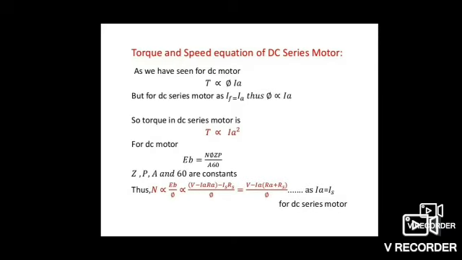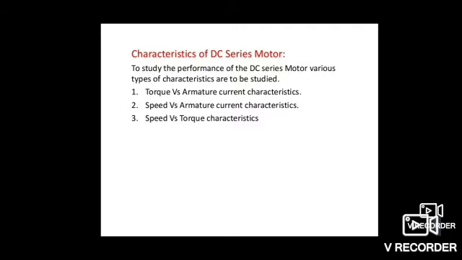For a DC series motor, EB is equal to P phi NZ divided by 60A. Z, P, A and 60 are constants. Therefore, N is proportional to EB by phi. EB is V minus IA RA minus IS RS, divided by flux phi. That is equal to V minus IA of RA plus RS, divided by phi, as IA is equal to IS for a DC series motor. It is the torque and speed equation of the DC series motor.